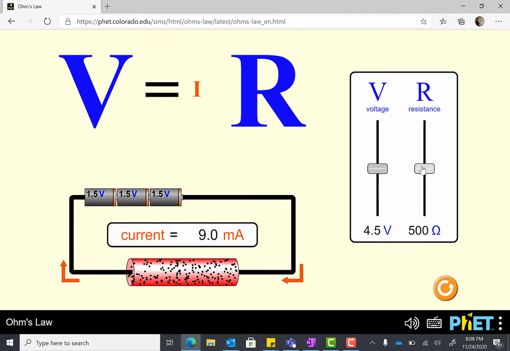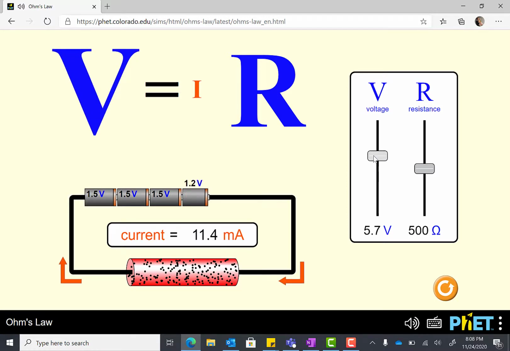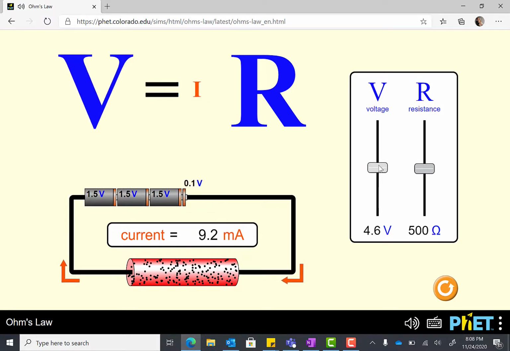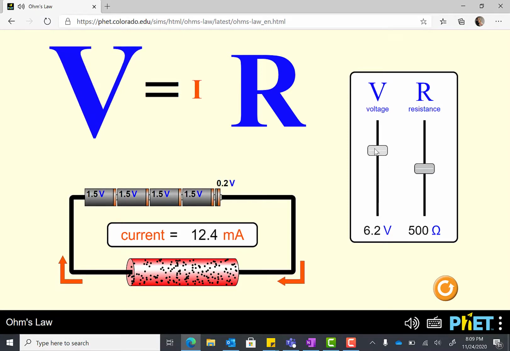So if I start off by increasing the voltage, so let's increase it maybe to 6. Okay. You can see the effect that it had on the current. So as I increase, let's do it again, come back down, 4.5. As I increase the voltage, I'm increasing the current as well. Okay. The resistance here will stay the same because that is remaining constant in this equation.